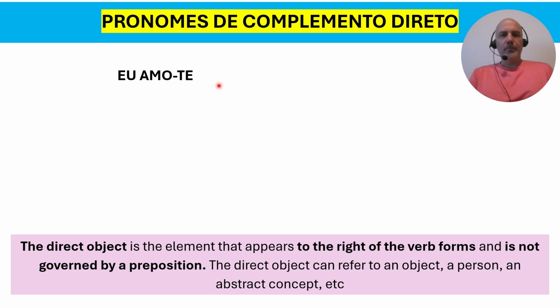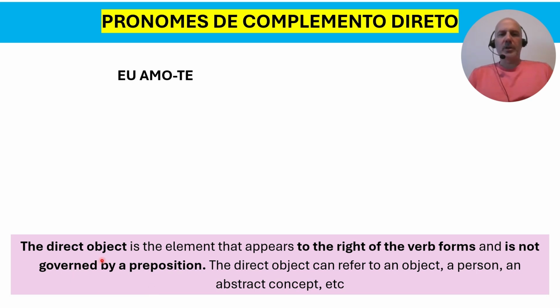So an example. Eu amo-te. So I love you. This te that you can see here, it's the complemento direto. So what's this? Complemento direto. So I have a description here.